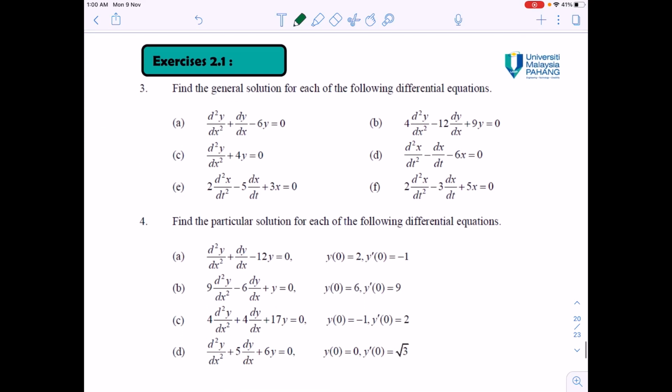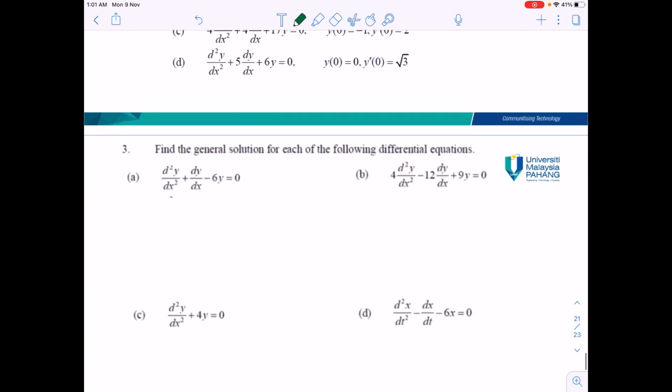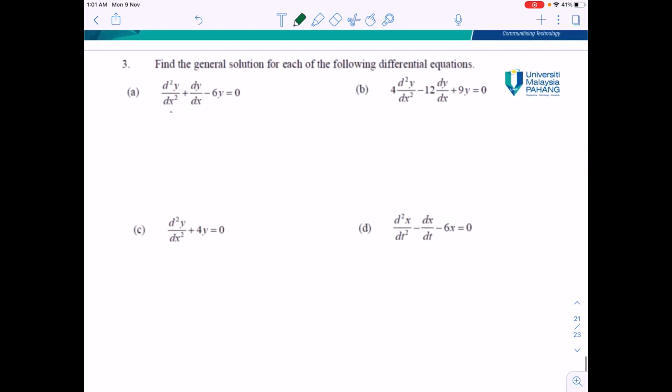Now we have exercise 2.1 to cover this topic. Question number 3, find the general solution, meaning we don't have the conditions. Just a simple one, calculate the general solution. But question number 4, find the particular solution by the given conditions. Now I want to try to answer this one.